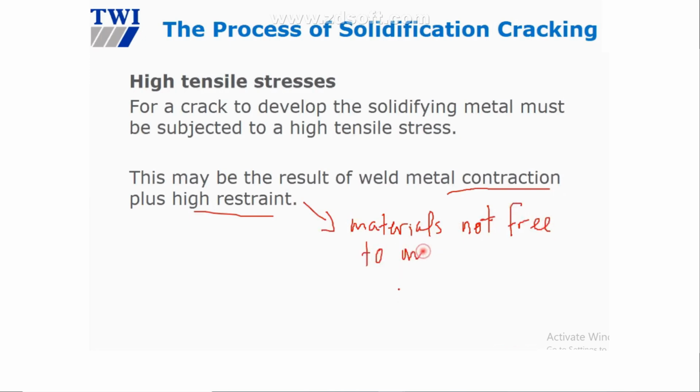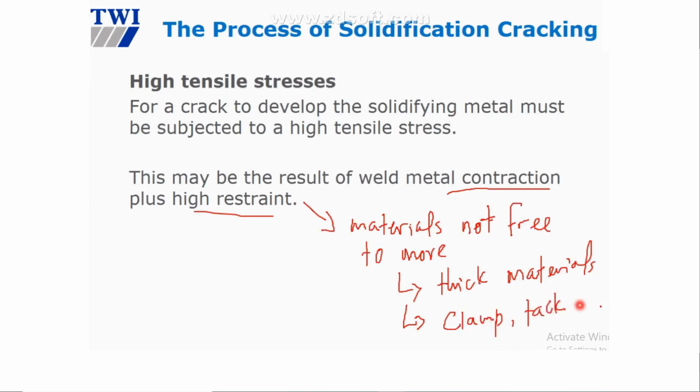Example, because of thick material. And also because we clamp or tack weld during welding. That causes the restraint, as we call it. Height restraint: the material is not free to move, it is fixed.